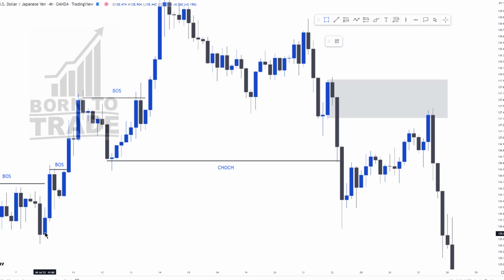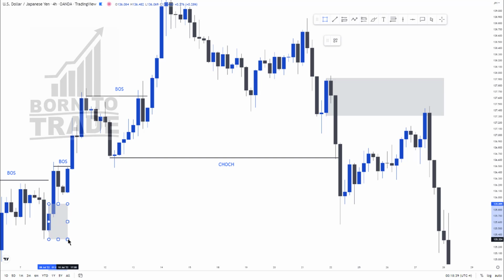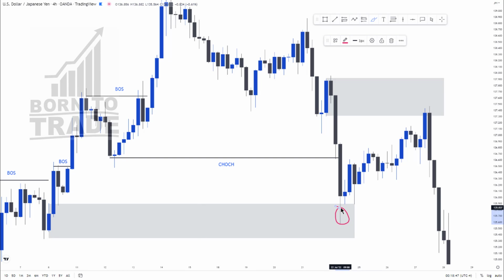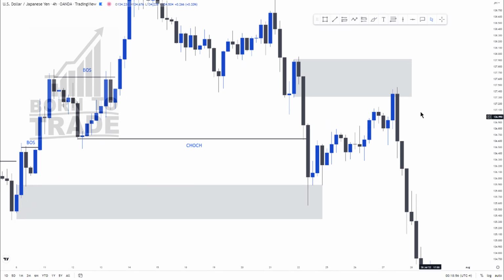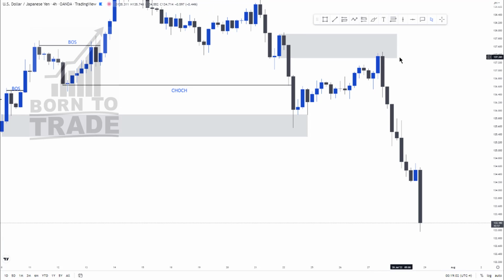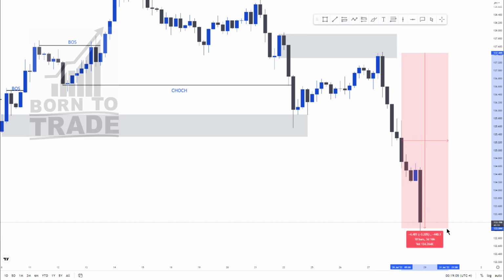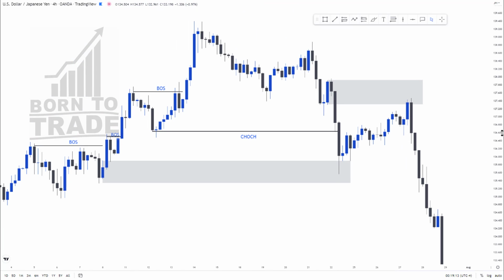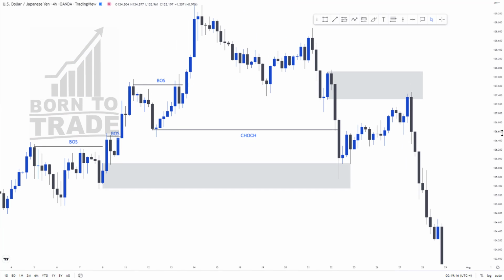You can see when I mapped out the zone right here, we have this zone. Price came lower, respected the demand zone, moved higher, respected the supply zone, because we got a change of character, which tells me that the trend is about to change. Price respected the supply zone, and what can you see right now? Price is moving lower, and if I measure the move right now, you can see price has moved almost 450 pips. So this is how you can use change of character to your advantage. You can use it to determine when the trend is about to change.